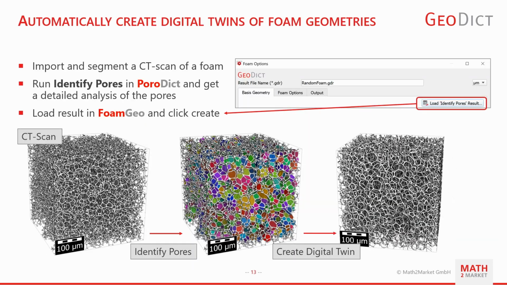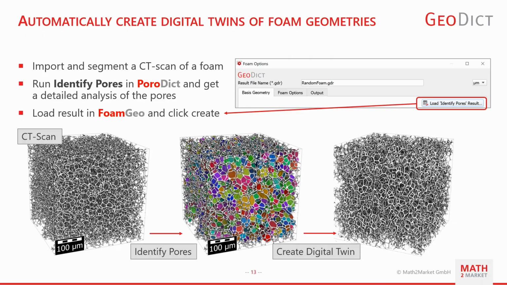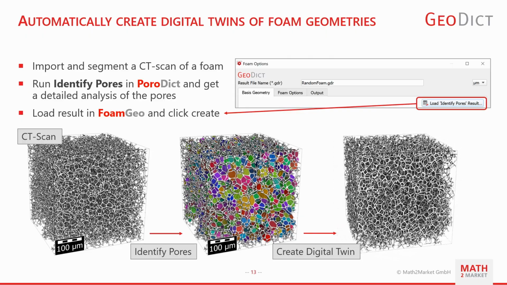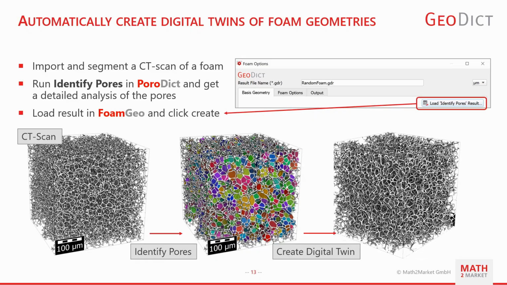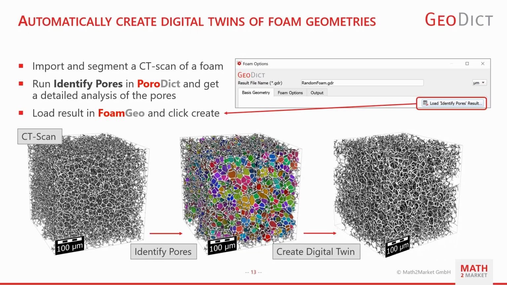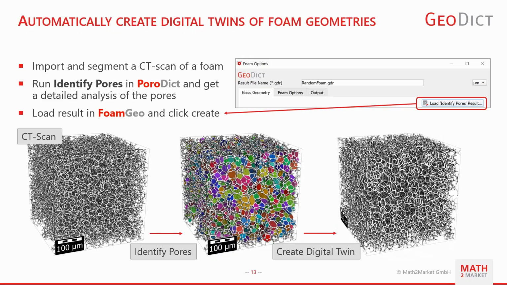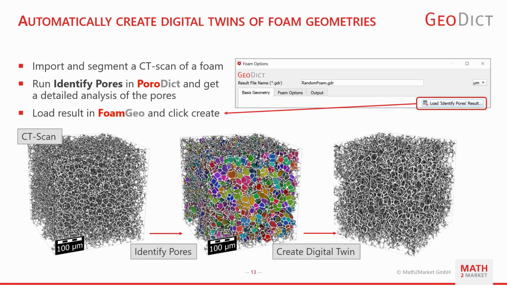If a CT scan of a foam is available, this image data can now be used to automatically create a statistical digital twin for digital material design. As a first step, the foam is imported and segmented with Geodict. Now one runs Identify Pores from Porodict and loads the GDR result file into the random foam generator dialog.